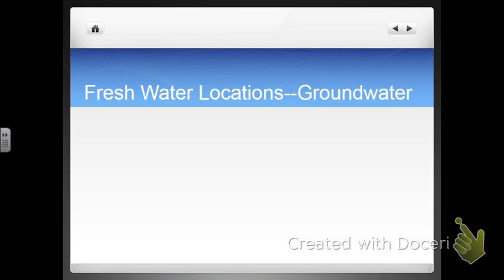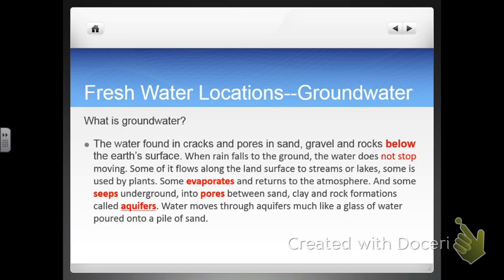All right, then we have groundwater. That's all the water that is trapped underground. It is found in cracks and pores between sand and gravel and rocks.